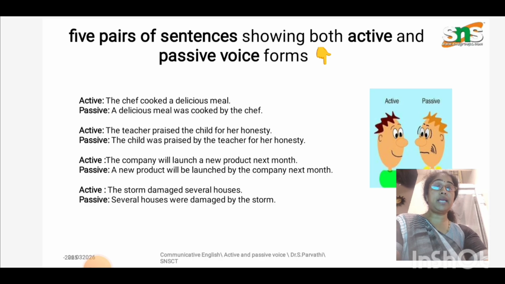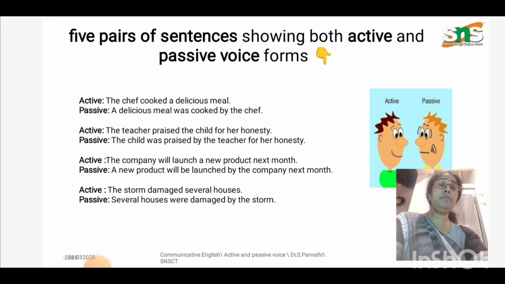Clear? Again, the company will launch a new product next month. The new product is the object, and the company is the subject. So the object comes first when it is changed into passive voice. Your sentence is in the future tense, will, so you have to add will be launched by the company next month.